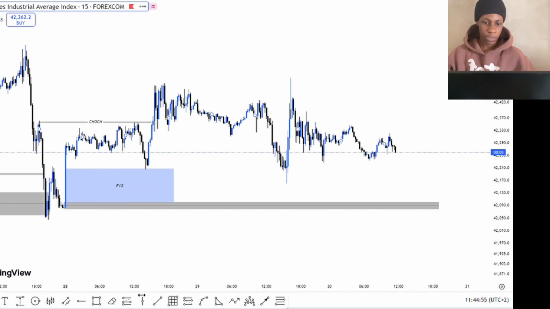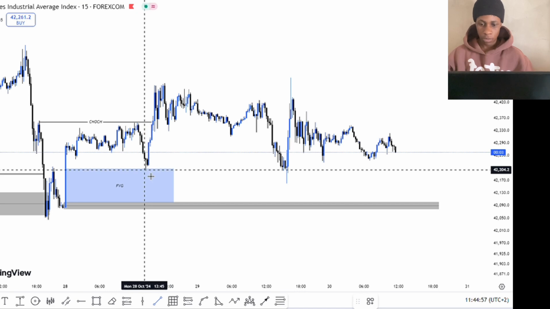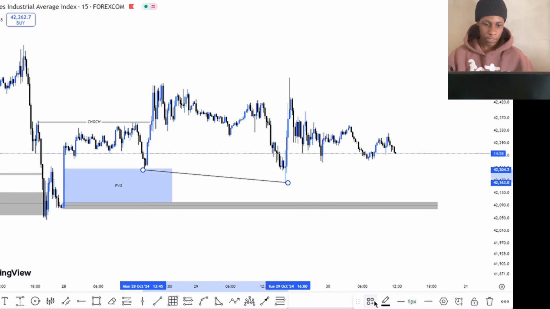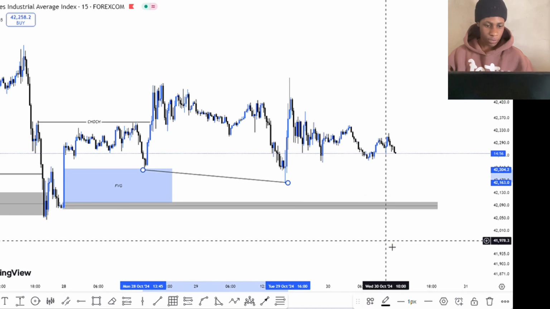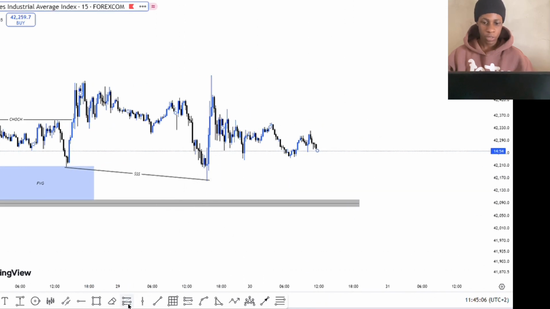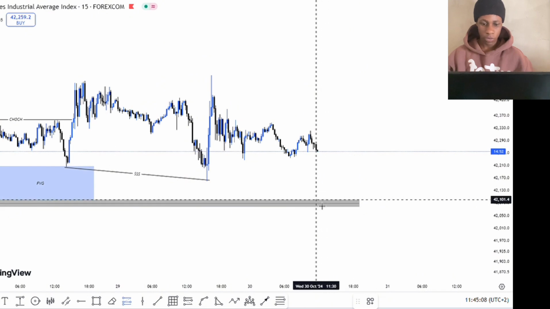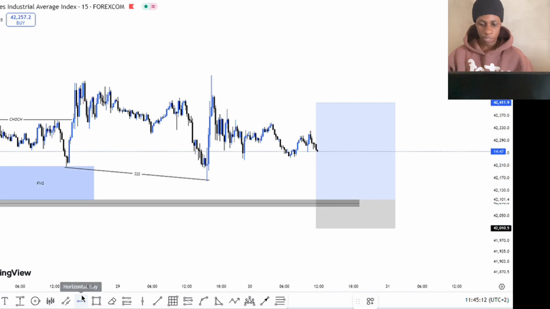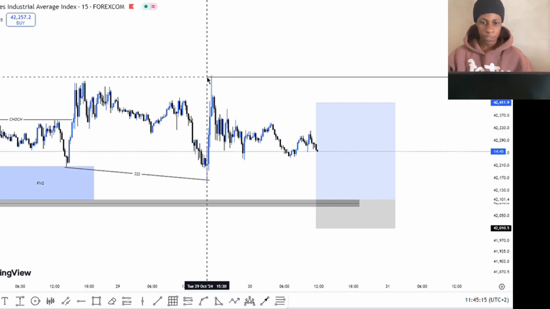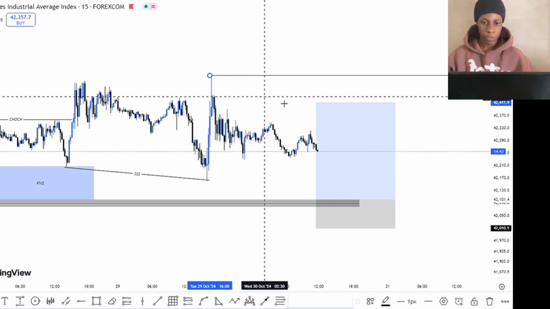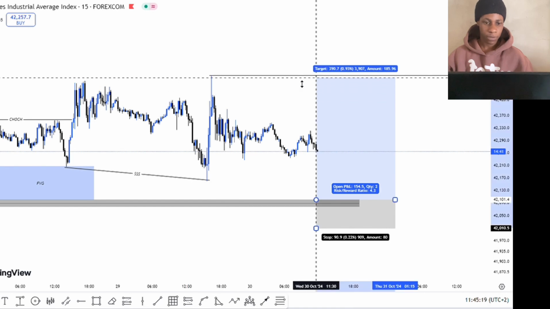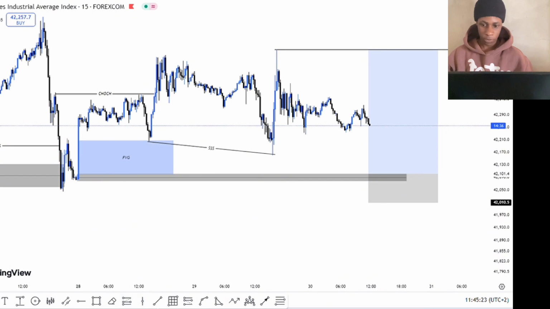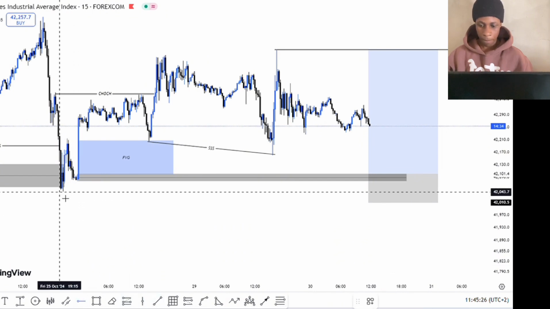This is our fair value gap, which is the imbalance which needs to be filled. This is where our liquidity is sitting, and we need a liquidity sweep into our zone, which is going to be right here, and we're going to be targeting the nearest high, which was our previous reversal point.